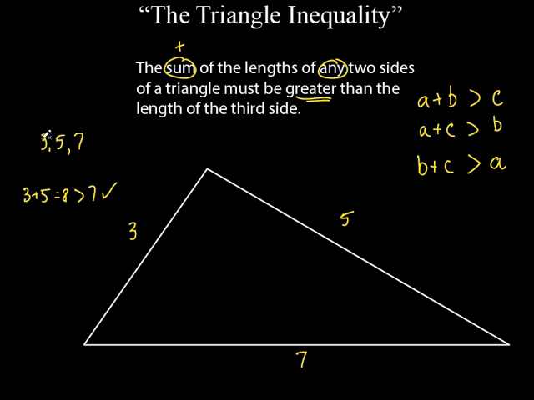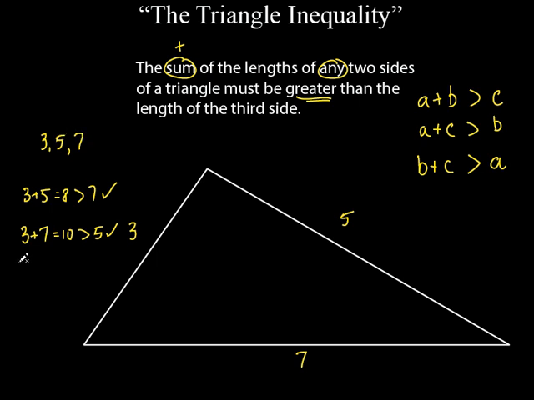Let's try some other ones. We tried 3 and 5. Let's try 3 and 7. Let's add those together. So 3 plus 7 is 10. We use 3 and 7, and that must be bigger than the third side. Is 10 bigger than 5? Yep, absolutely.